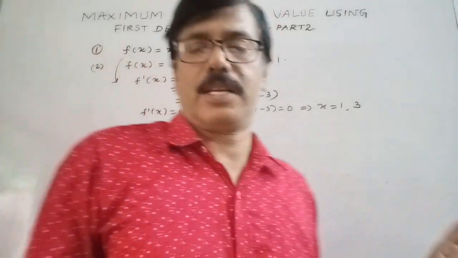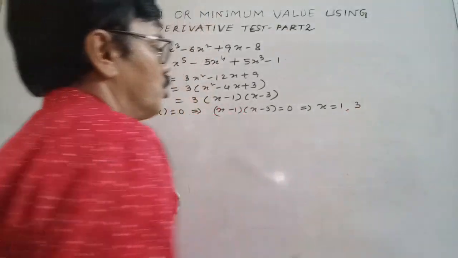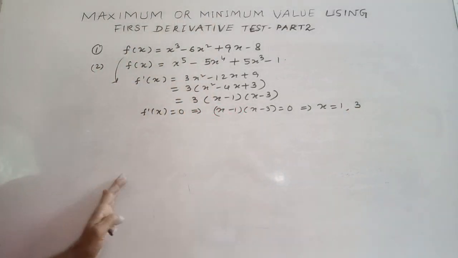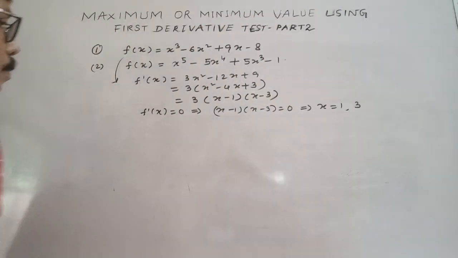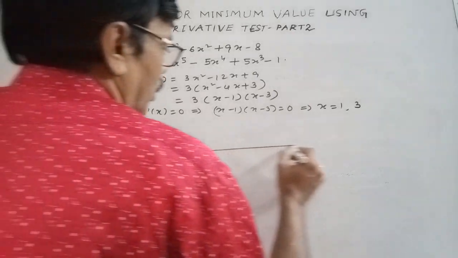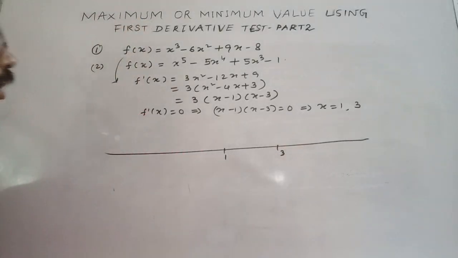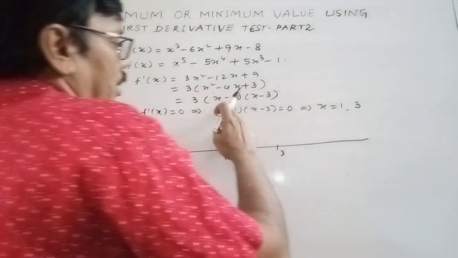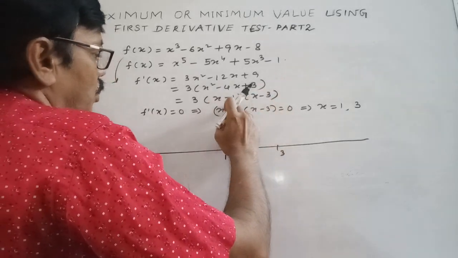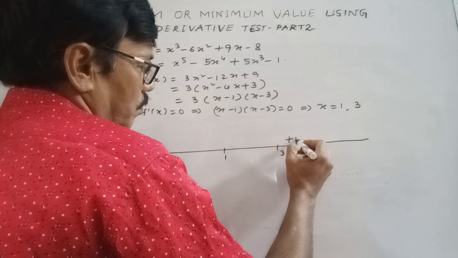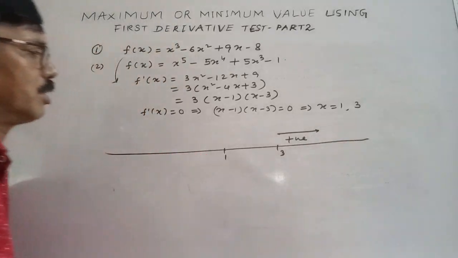So we check maximum or minimum value at these two stationary points, at x equals 1 and 3. Now this is our real line, this is 1 and this is 3. For greater than 3, it is positive. So f dash x is positive for 3 plus.